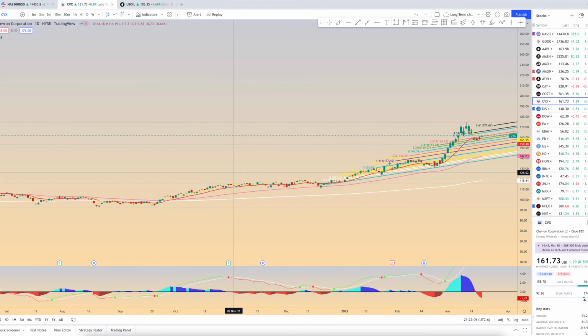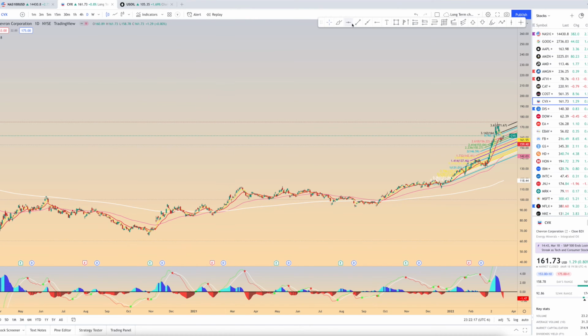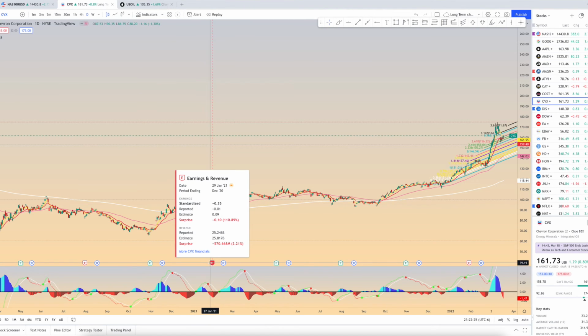When did Warren Buffett invest? February of 2022, I believe. No, February 2021. That's right. Okay, so zoom out a little bit. February of 2021, Mr. Buffett, you invested in Chevron after a poor earnings report. Very interesting, right? Look at that.